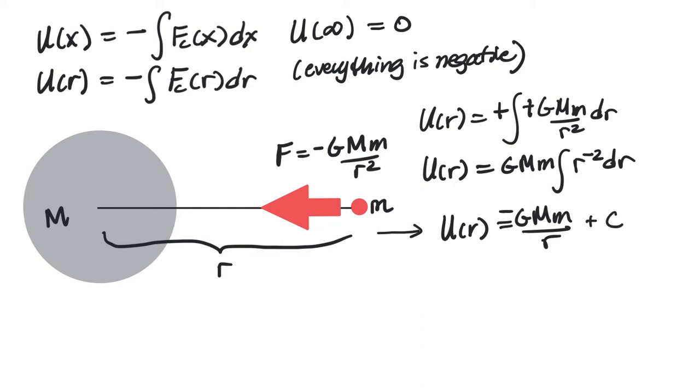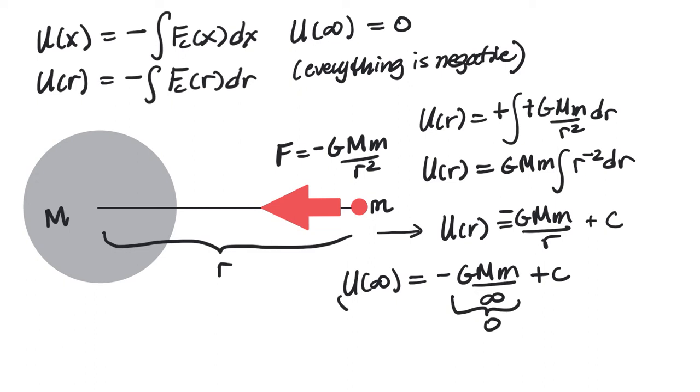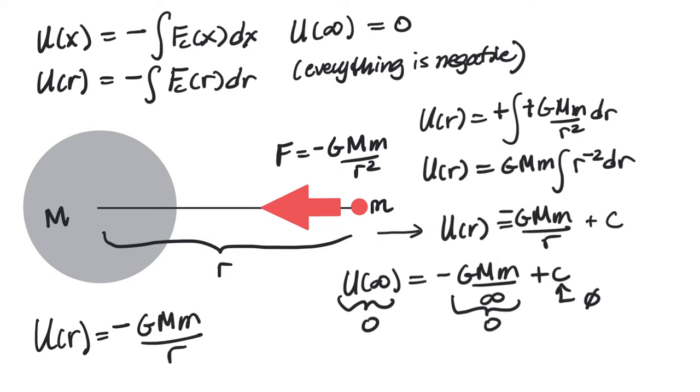And then I say, well, u at r equals infinity is negative GMm over infinity plus c. Well, this I know is 0 in the limit that r goes to infinity. And so since u of infinity I'm defining as 0, that tells me c is conveniently 0. And so my expression for the potential energy as a function of r, which you may remember from last year, is negative GMm over r.